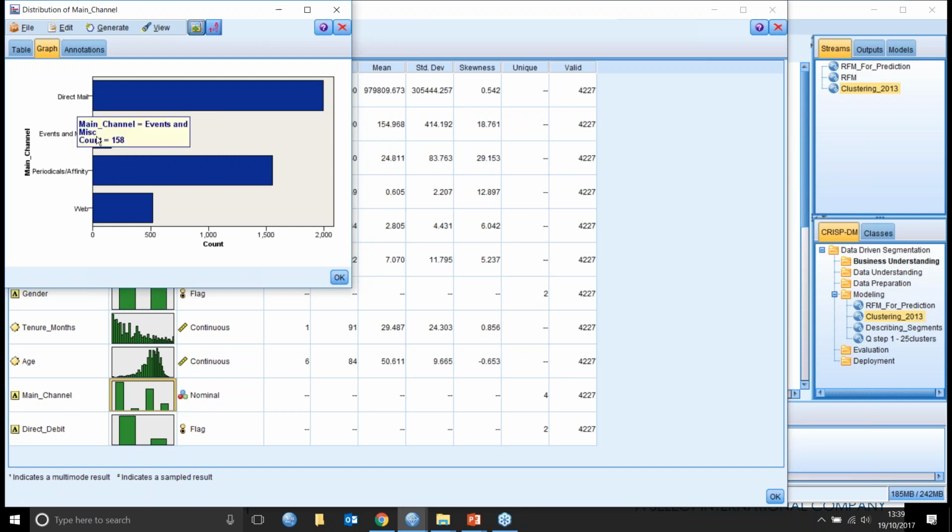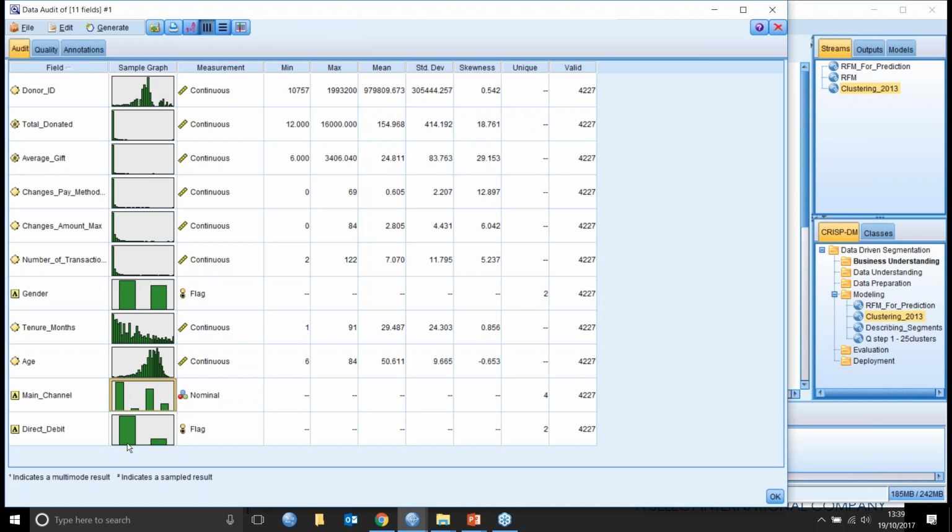Directly through the web itself, and then events and miscellaneous would be charity events, sponsored walks, sponsored runs, half marathons, that type of stuff. So very different sorts of channels, and then we have a flag, i.e. whether or not they are direct debit customers, or sorry, direct debit supporters.